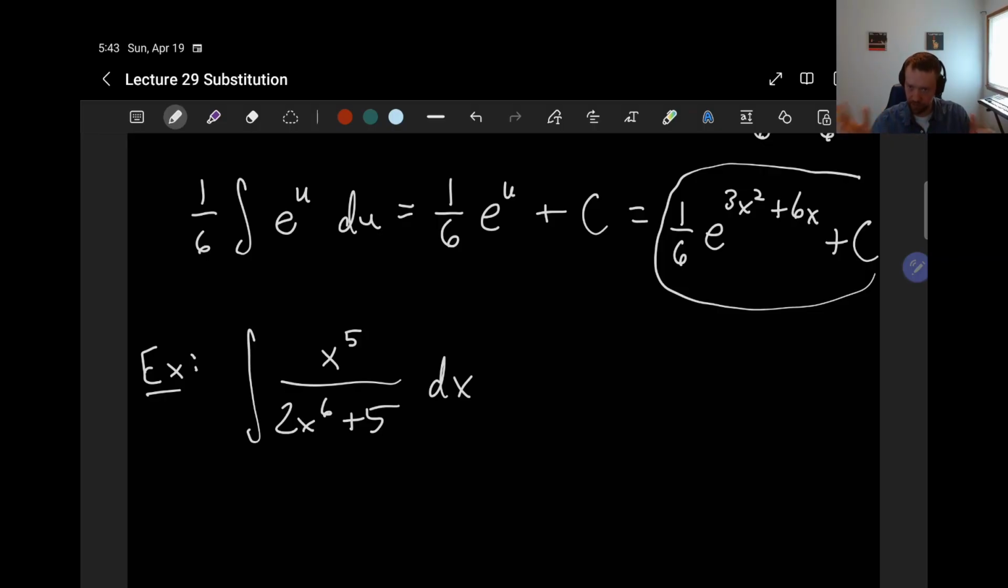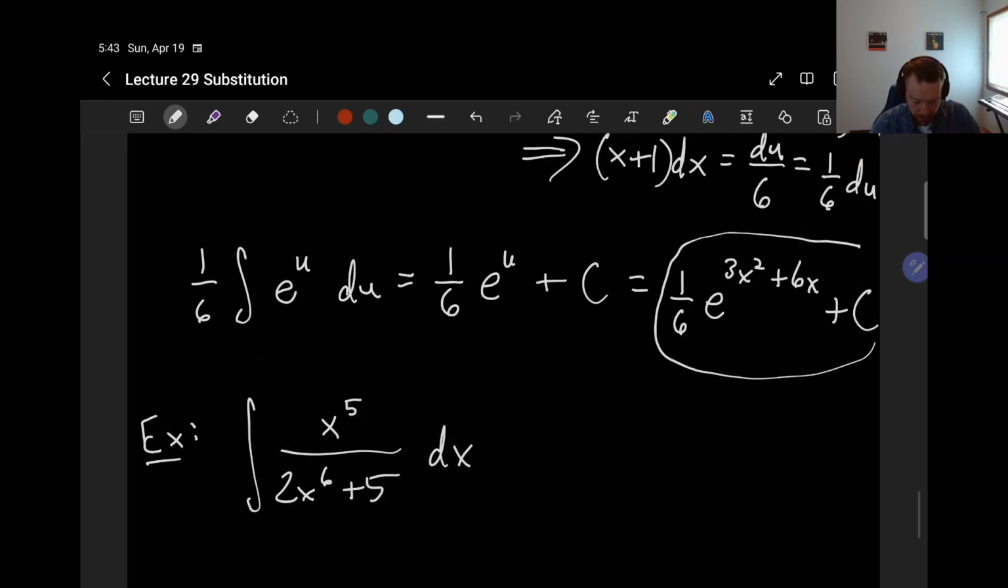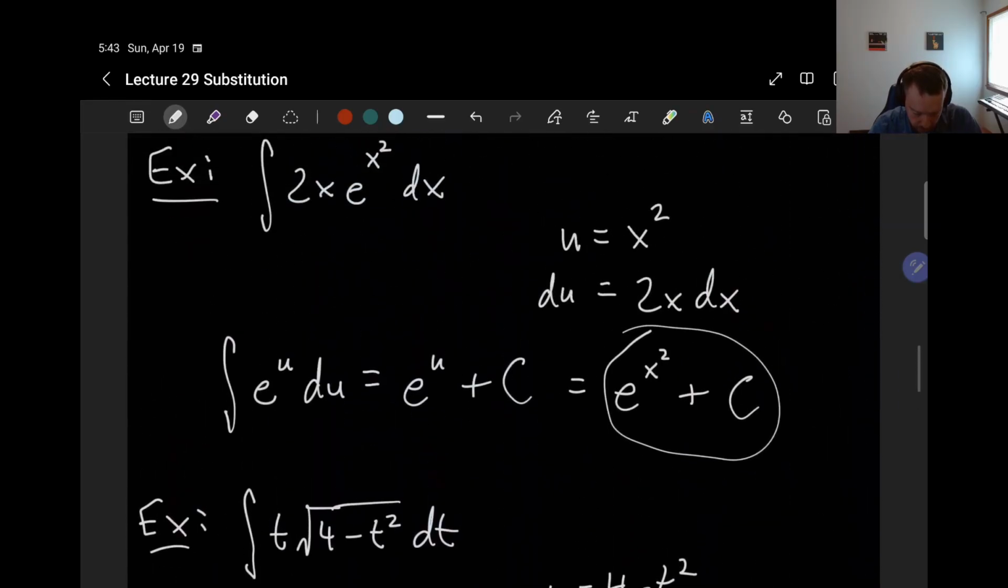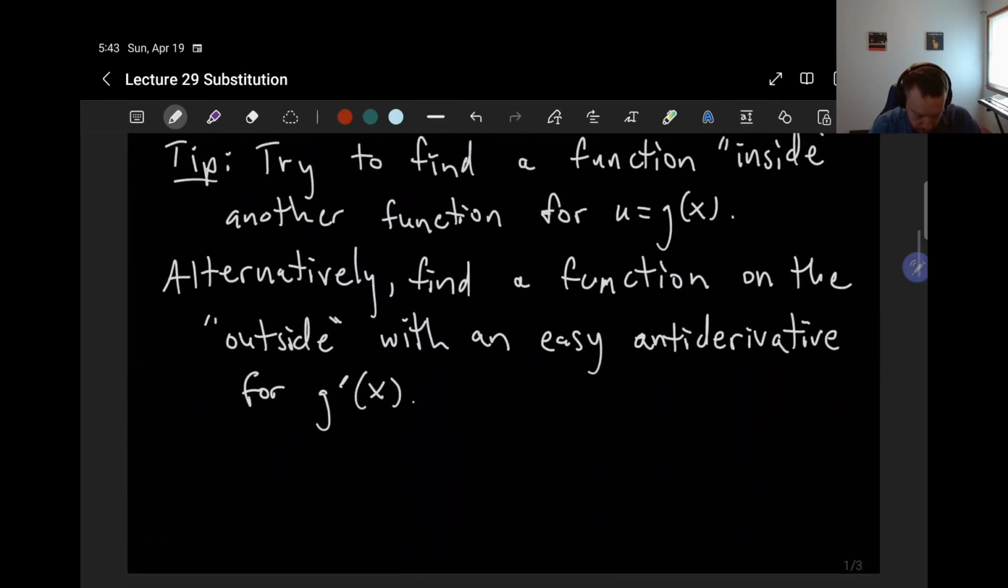So typically I've been saying we want to look for an inside function to be our u. Well, that's not really obvious here. There's not really a function sitting inside another, like some expression inside a square root or something. Well, we could just take a guess at u, and sometimes that works all right. But I want to point out that alternate tip I gave here.